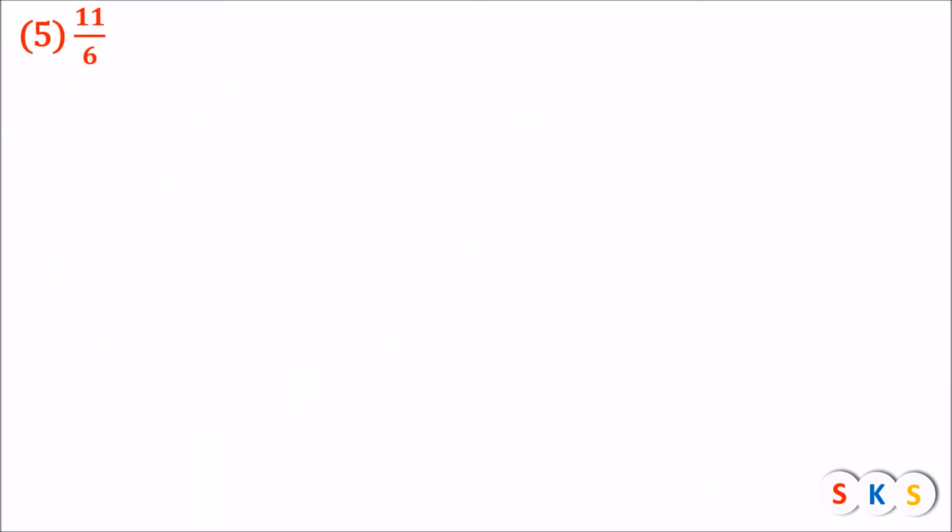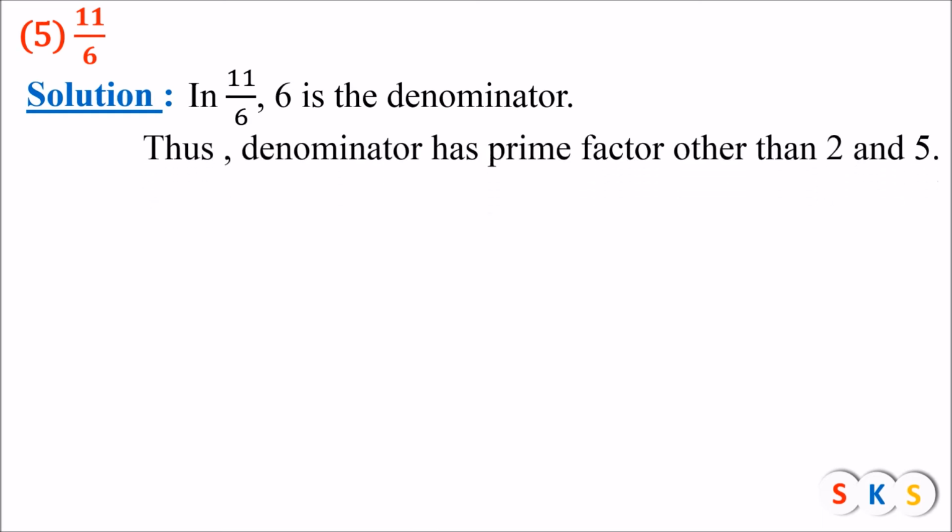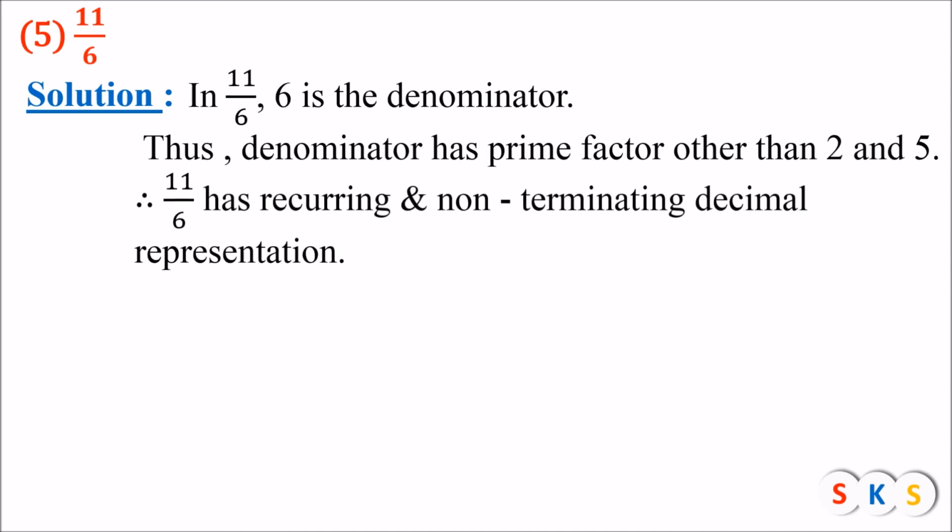Here we have the next question, 11 upon 6, and here the denominator of this fraction is 6. The prime factorization of 6 is 2 into 3. 2 into 3 is 6. So the denominator has a prime factor other than 2 and 5. Okay, other than 2 and 5, that is 3. Therefore 11 upon 6 has a recurring and non-terminating decimal representation, because the denominator has a prime factor other than 2 and 5, that is 3.